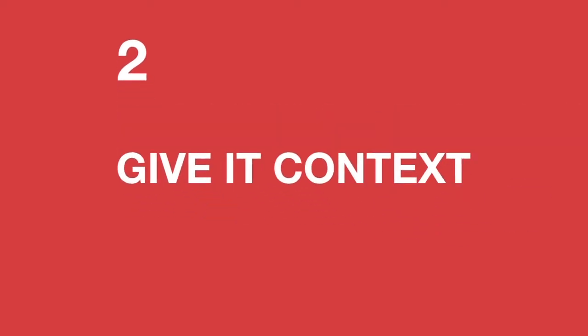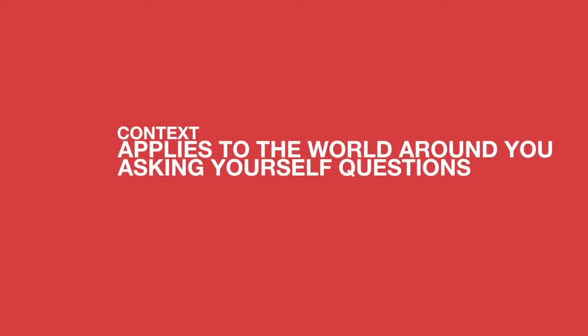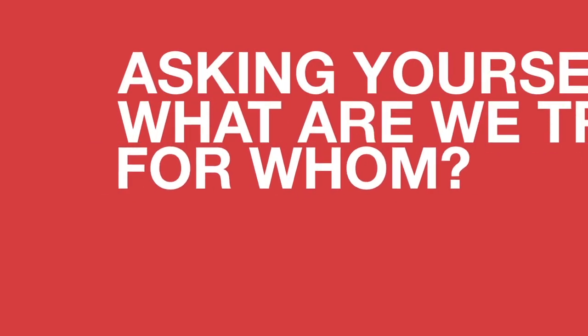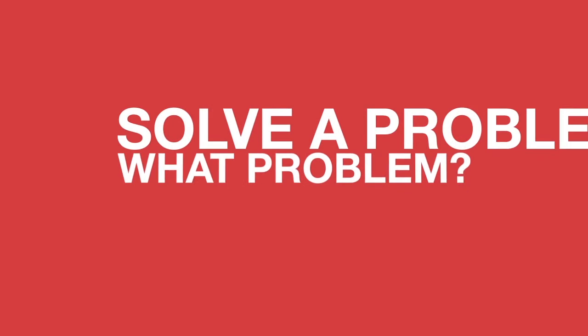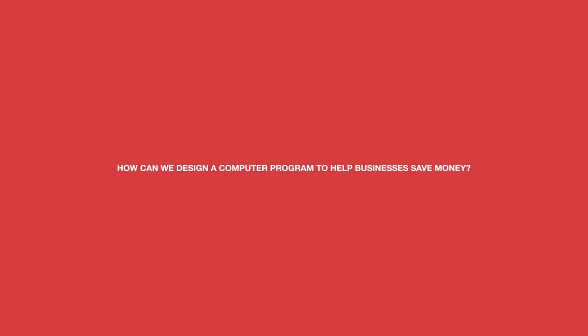Step 2 is to give it context. Consider the context of your project or how this question applies to the world around you. You can help set context for a driving question by asking yourself some questions about your project. Ask yourself, what are we trying to do, and for whom? We know our driving question is trying to solve a problem, but specifically what problem? Hypothetically, let's just say we wanted our project to help local businesses save money. Our driving question would then simply become, how can we design a computer program to help businesses save money?